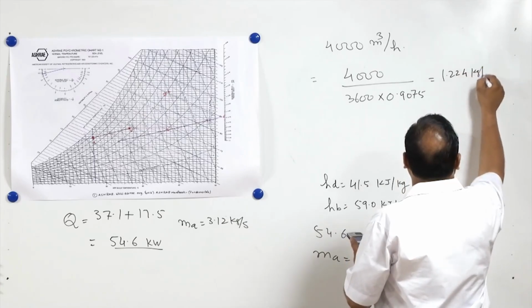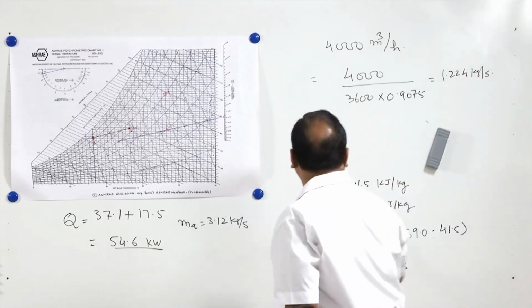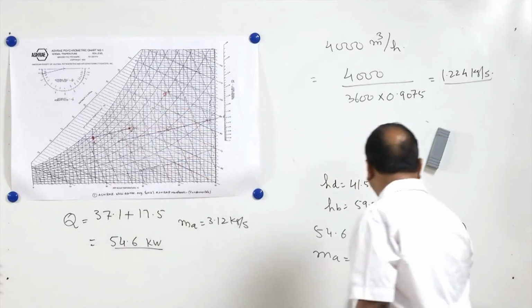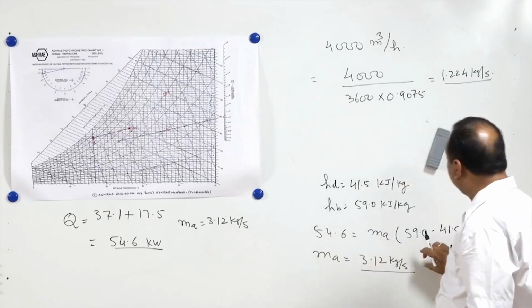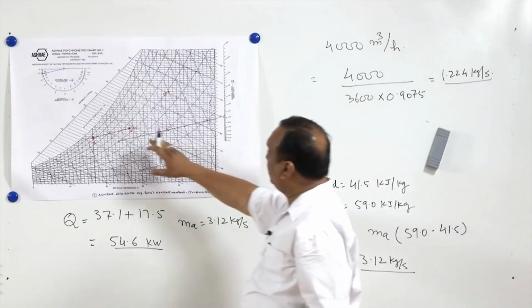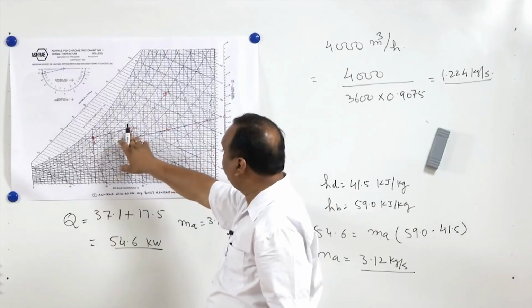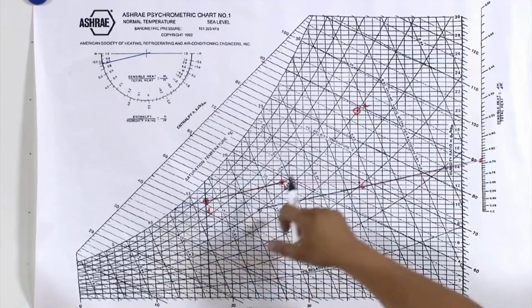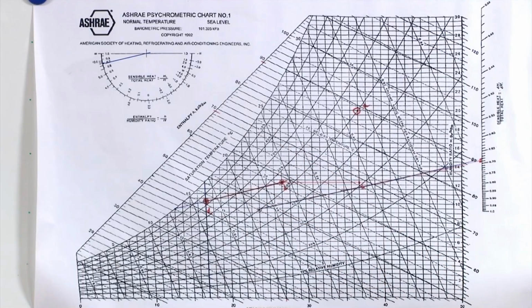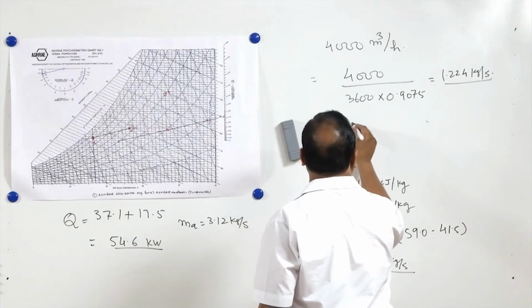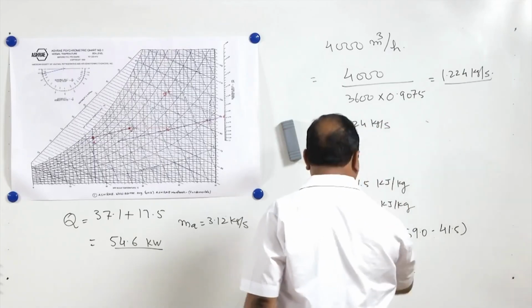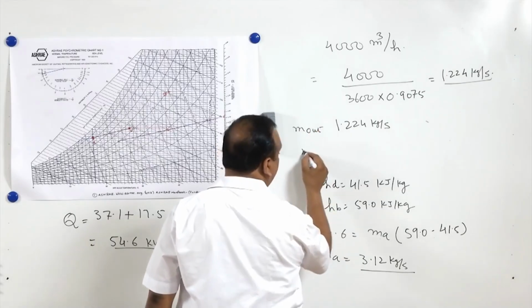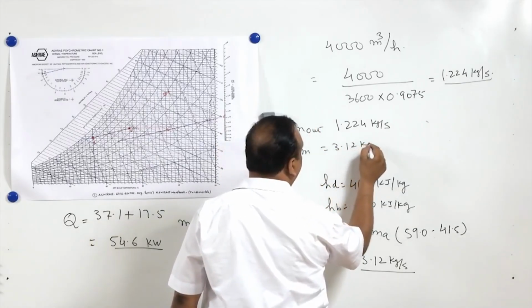1.224 kg per second. Now this much of mass of air is available outside, but we need 3.12 kg per second. Where from the gap will come? The gap will come through recirculation of air inside the room. The air which is leaving the room will be mixed with the outside air, and this mixture will be circulated inside the room. So here in this case, outside air is 1.224 kg per second, or total air required is 3.12 kg per second.